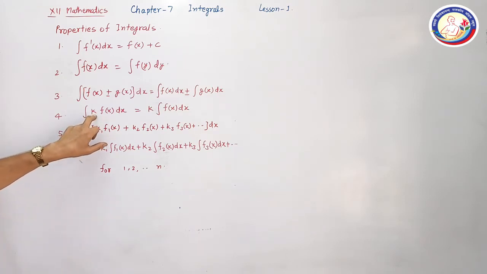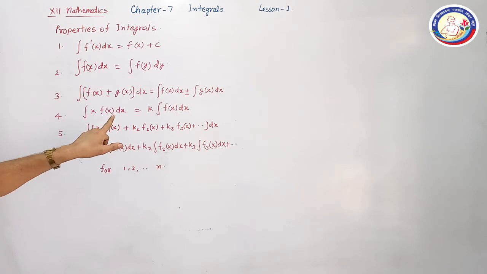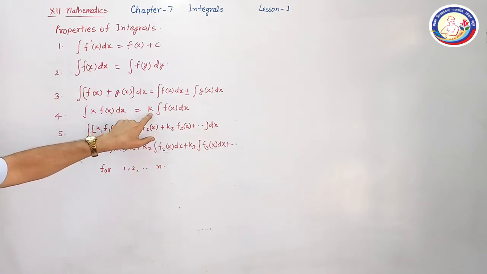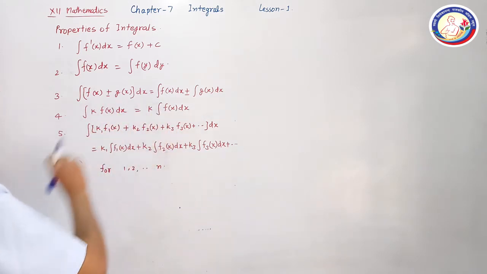Fourth, if there is a constant multiplied by a function, then we can find its integral by taking k outside, as k is independent of the integral. K does not make any difference to the integral, and we will integrate only the part of the function containing the variable.